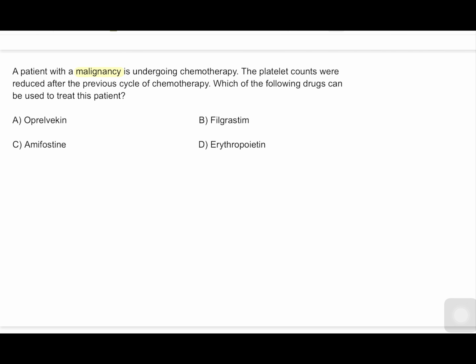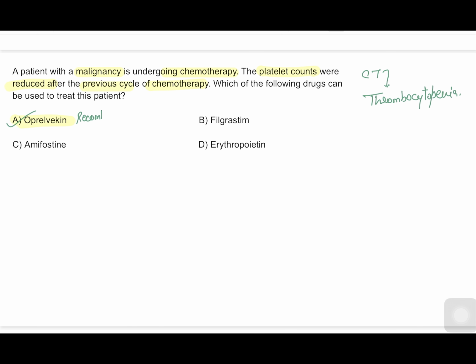Next is a patient with malignancy undergoing chemotherapy. Platelet count was reduced after the previous cycle of chemotherapy. What drug can be used to treat the patient? Means they are saying after chemotherapy the patient has started developing thrombocytopenia. So what drug will you give to treat the thrombocytopenia? The correct answer is oprelvekin. So why oprelvekin?